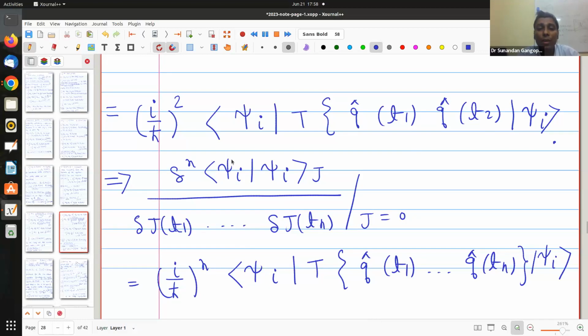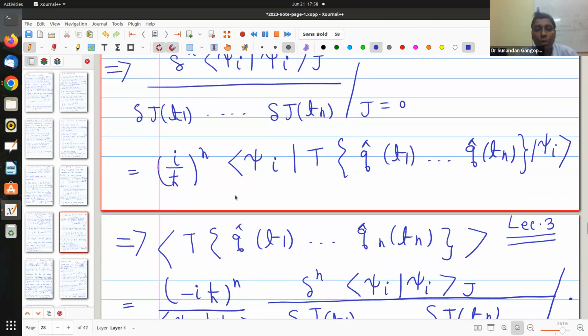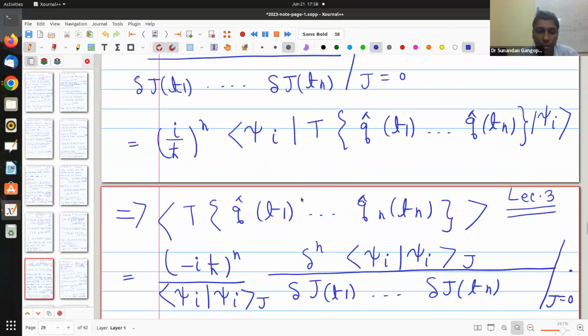So the final result: now you have a string of n operators defined at times t1 through tn. You are functionally differentiating this object n times with respect to the external source and setting j equal to 0. Then that object is, apart from this factor, the expectation value of the time ordered product of this string of operators in the state psi I. So differentiation of this leads to the correlation function. You can now say that this is the generating functional of correlation functions.